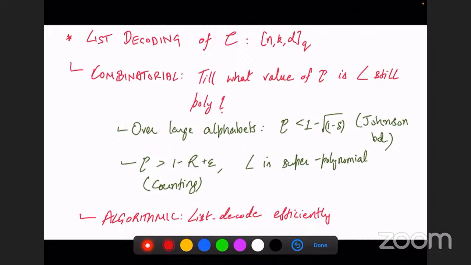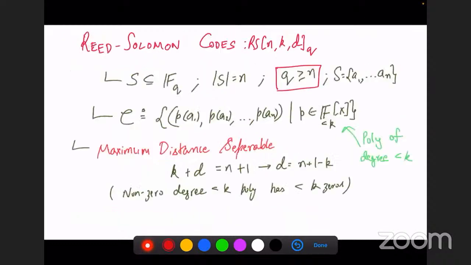And of course, there is the other question, which is the algorithmic question: fine, we will work with rhos which are below this 1 minus R threshold, but can we list decode efficiently, that is, within polynomial time in the input parameters? So these are the two questions to ask in the case of list decoding.